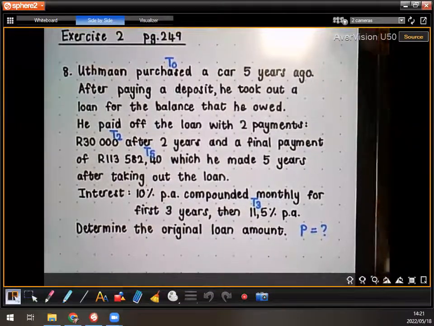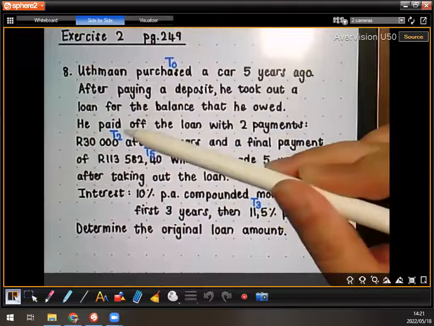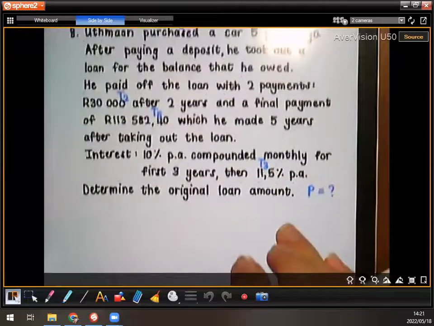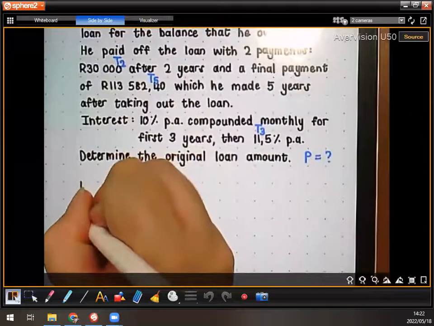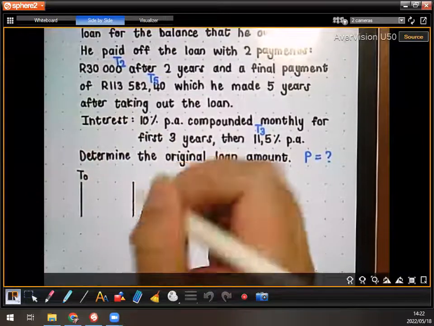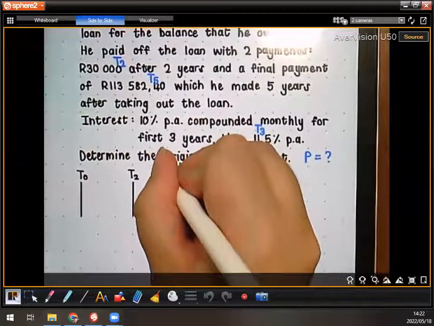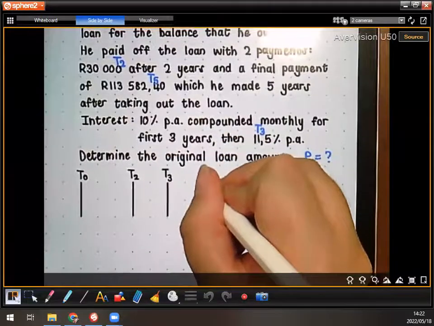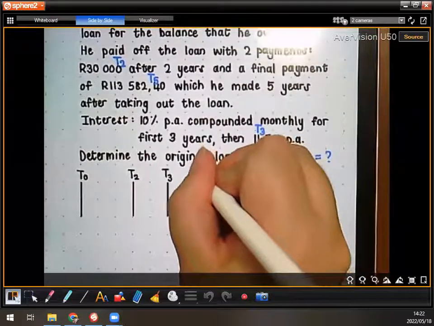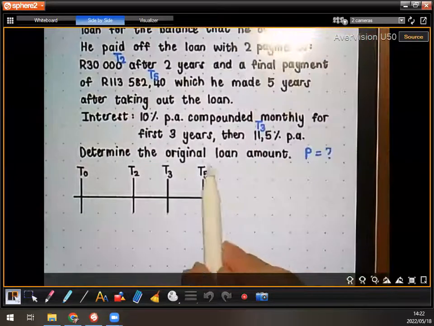So let's draw a timeline, guys, taking into account these 4 lines that we look at. We have T0. The next thing is T2. Then we're going to have T3 and then T5. Okay, so those are the times that we have to have on this timeline. So we're going to have T0. And we're going to have T2. T3. And T5. I can space them out a bit more if you want to. And then I just draw my line there.